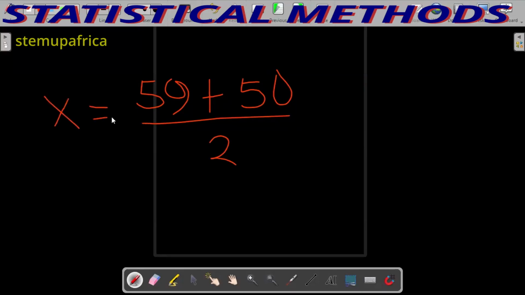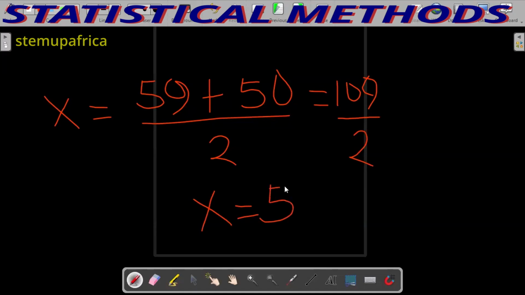It's called X, like we said. The upper class plus the lower class divided by 2. If you sum up, 50 plus 59 will give us 109. You divide it by 2. So what is now our class mark of the third class? All you need to do is to divide by 2. You're going to have 54.5. This is now the class mark of the third class.